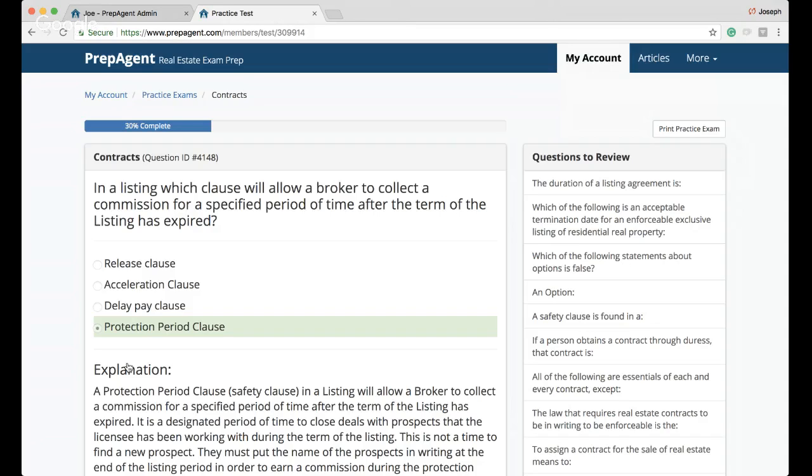So for example, if I sign a listing for 6 months and I find Bill in the 5th month, but then Bill goes away on vacation for a month and a half, I could still close that deal with Bill when he comes back, as long as I have written a protection period clause with a sufficient amount of time to close that deal. It's not a time to find a new buyer. Of course, when the listing expires, I write down on a piece of paper all the people I've been working with. I write down Bill. Then when he gets back from vacation, I could close the deal. And that's all written in the protection period clause, also known as the safety clause. All right, let's go on to the next one.